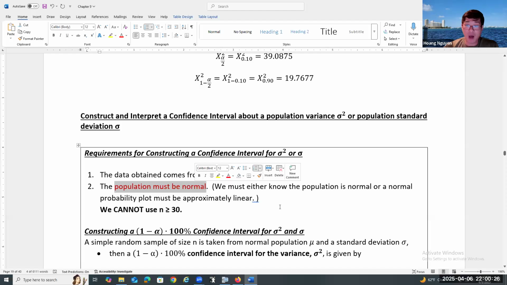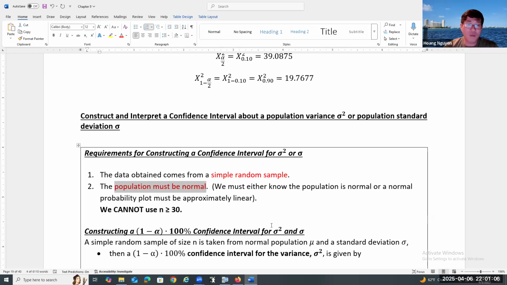We must either know the population is normal or the normal probability plot must be approximately linear. You cannot use the sample size to verify this condition. So we cannot use the condition that the sample size is more than 30. It's not going to work. So you have to make sure that for the second requirement, the population is normally distributed. Okay. So after the two conditions have been checked and if they are good to go, then we are ready for the construction of the confidence interval for the population variance or population standard deviation.